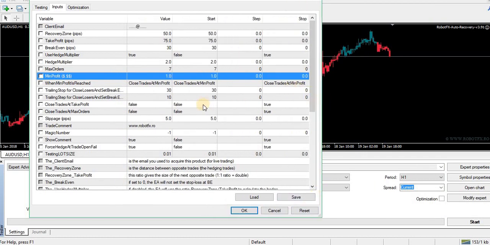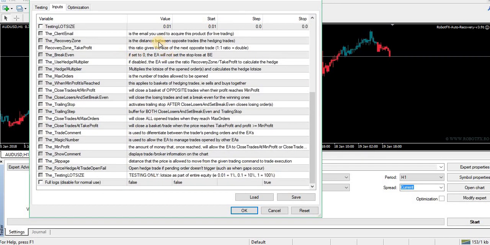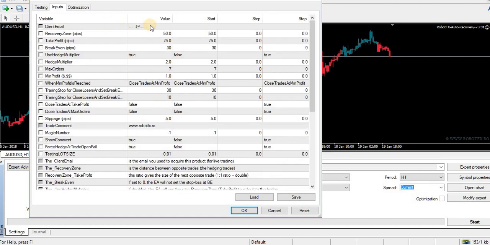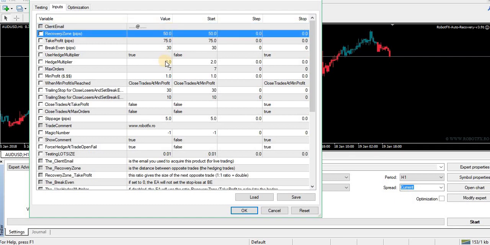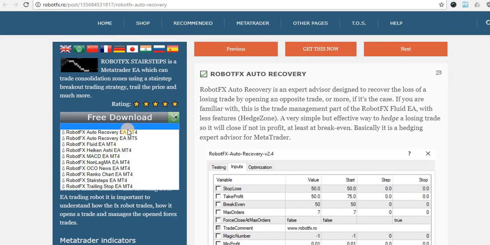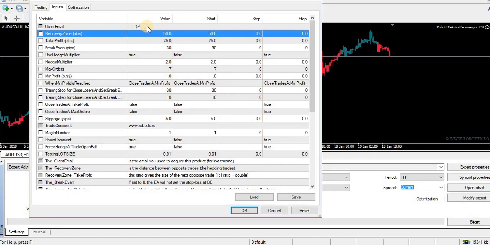I'm going to explain the settings very fast. First of all, most of these settings, or all of them, should be explained right here. I will try to explain them myself now just to avoid any confusion. The client email is the email that you used when you acquired the product. If you did not buy it yet, or if you are using this expert advisor on a demo account, or if you downloaded a demo version from our website, then you are not supposed to enter anything in the client email.